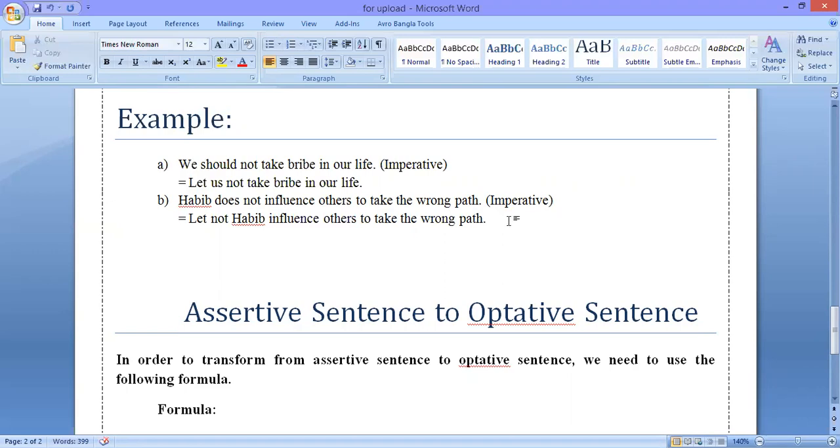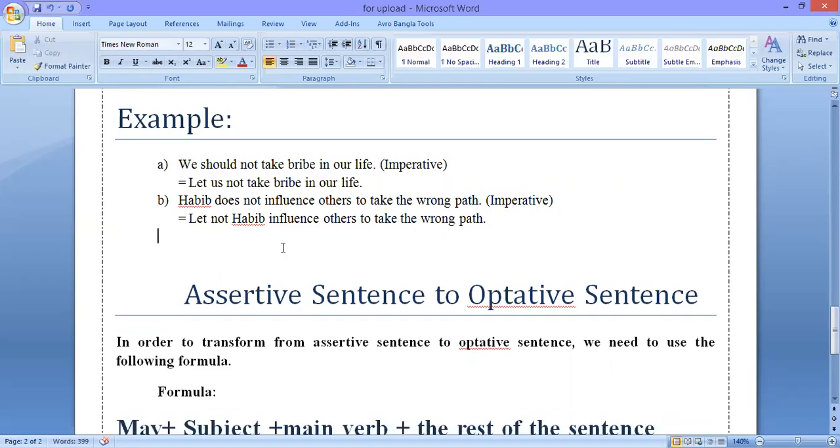So here we have got the point that when there is a noun, not will come before the noun, and when there is a pronoun, not will come after the pronoun to make it an imperative sentence. So I think you have got the point. So the rules that we have learned from assertive to imperative, I think you have got the point.